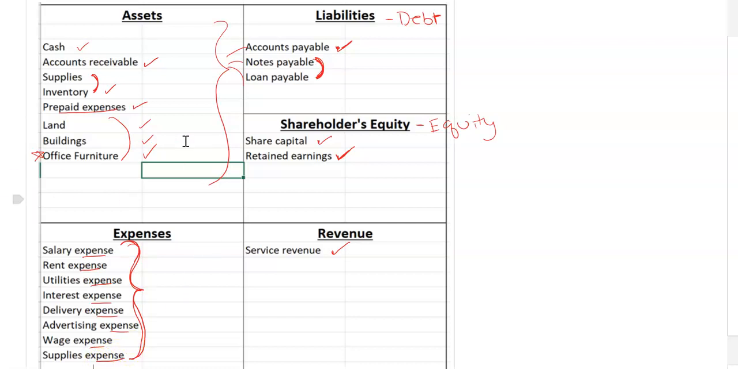So I think as we move forward in the course, every time I see a new account, I'll go back to this matrix and then I'll list it. So what you guys need to do is you actually have to memorize that these are all assets, that these are all liabilities, that these are all shareholders' equity, that this is all revenue, and these are all expenses. Because the next step that we're going to do is looking at journalizing.